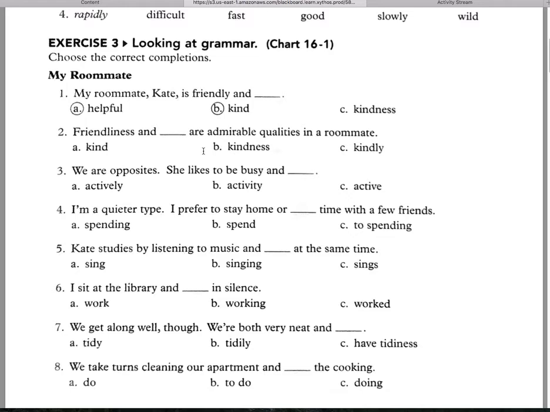So in this particular case, the appropriate answer would be kindness. Because it's a noun. The same as friendliness. Look at number 3.